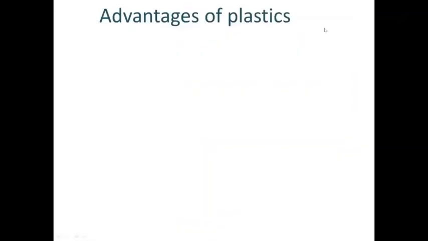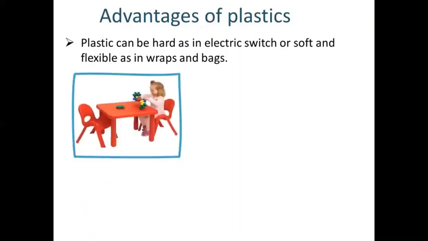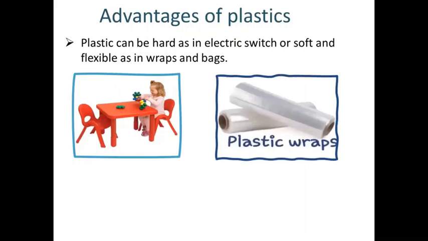Children, let us try to understand advantages of plastic. Plastic can be hard as an electric switch or soft and flexible as in wraps and bags. So around us, you find some plastic objects are very hard, very strong, for example, electric switch, plastic chairs, plastic tables. And you will find some plastic items are very soft and flexible. Flexible means what? Easy to bend. Like you can see in the picture, plastic wraps.